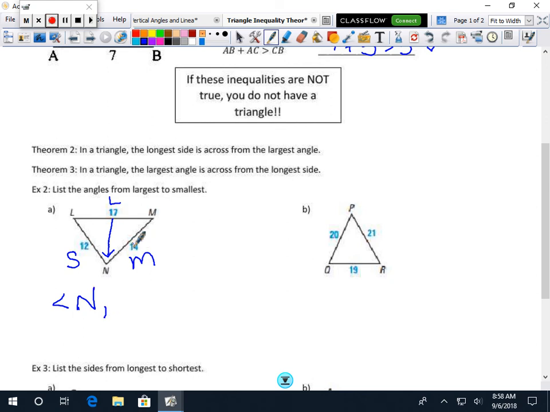Now then my medium side. My medium side was 14. Across from it will be my medium angle, which would be angle L. And then the smallest side was 12. Across from that would be the smallest angle, which would be angle M.